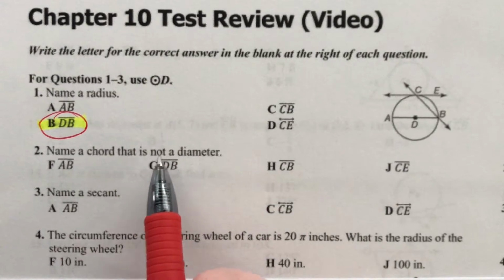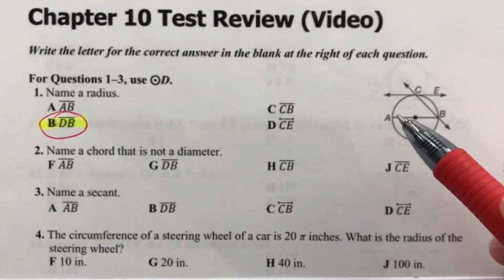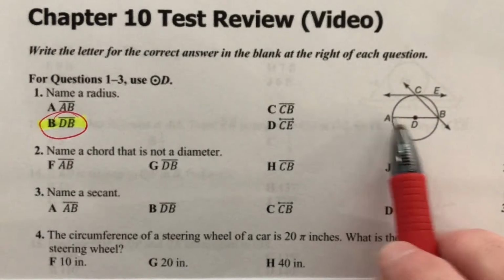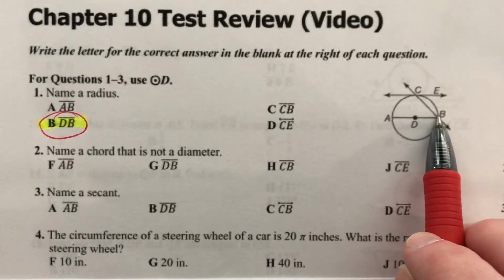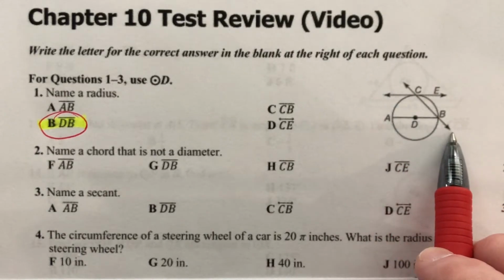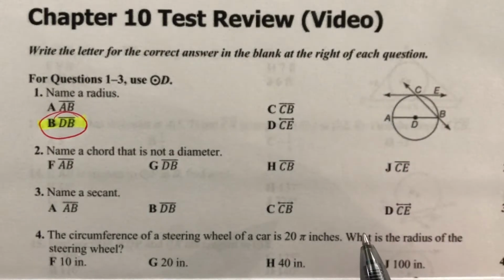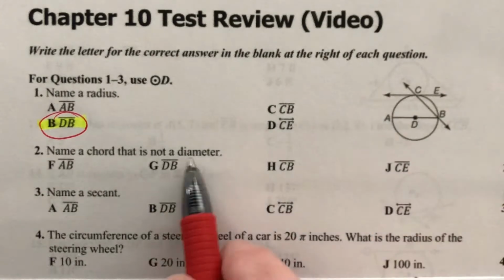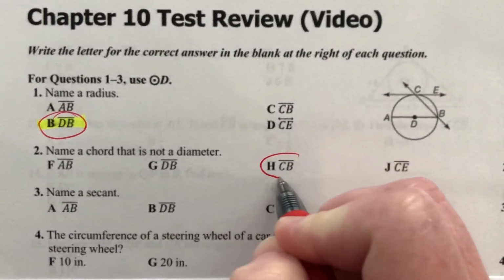Number 2, name a chord that is not a diameter. Remember, a chord is a line that goes across a circle. Both endpoints of the line lie on the circle, but it doesn't go through the circle. So chords would be AB and CB. Right here. Now, line CB is a secant, but segment CB, we could call that a chord, right? There's not really any other options. AB is a diameter, and it says what's not a diameter. So, line segment CB, this guy right here.